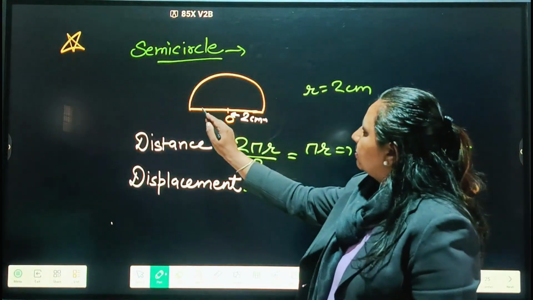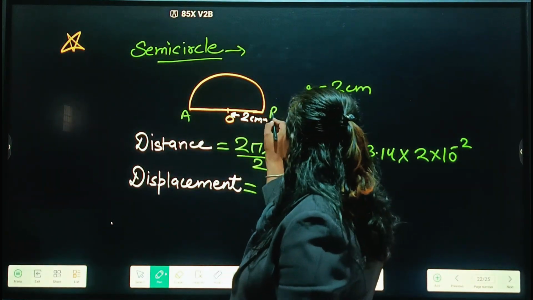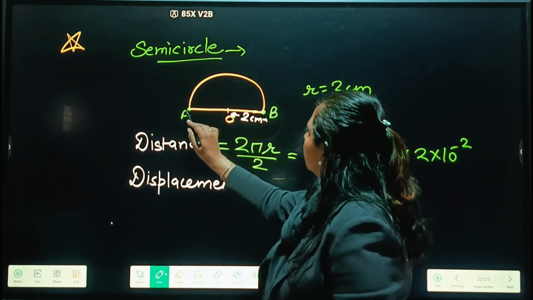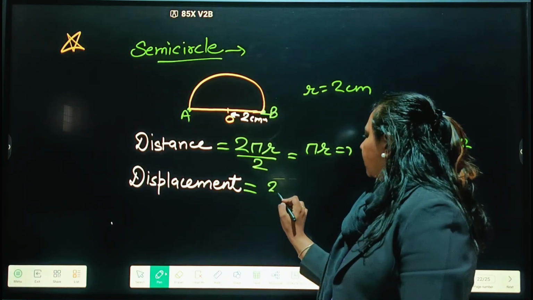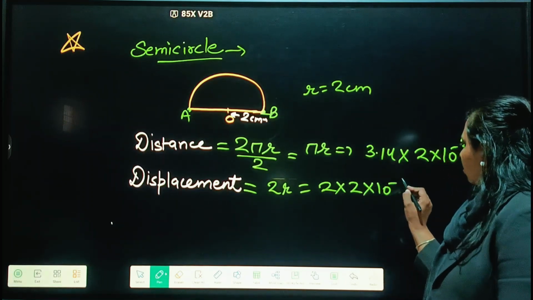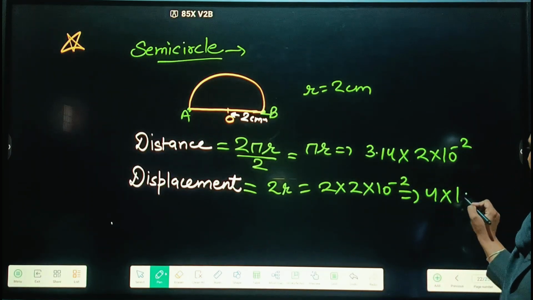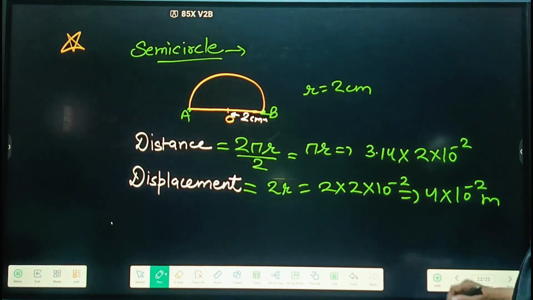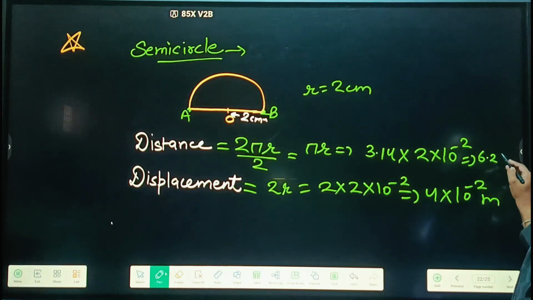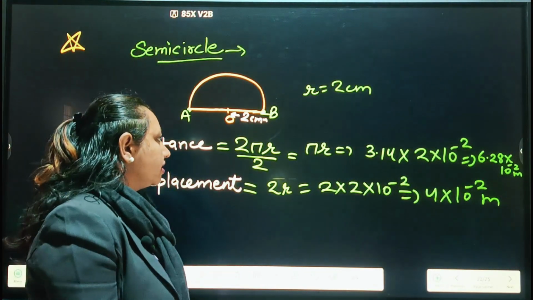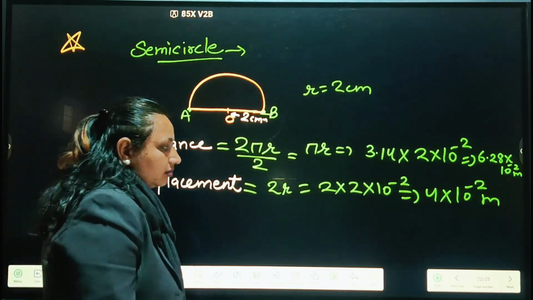Whereas displacement कितनी होगी? This is A, this is B. It starts from here to here. So initial is this, final is this. So it's being R plus R. It's being 2R. ठीक है? So 2 into 2 centimeter converted into meter. So 4 into 10 raised to the power minus 2 meter. ठीक है? And in this case, 6.28 into 10 raised to the power minus 2 meter. So distance and displacement. Distance is pi r and displacement is 2r.